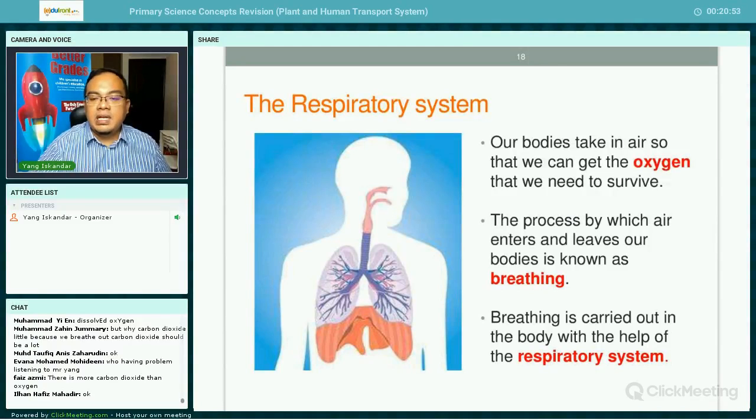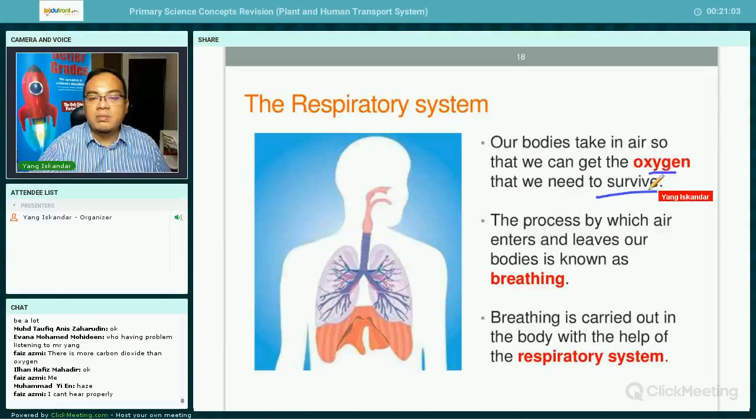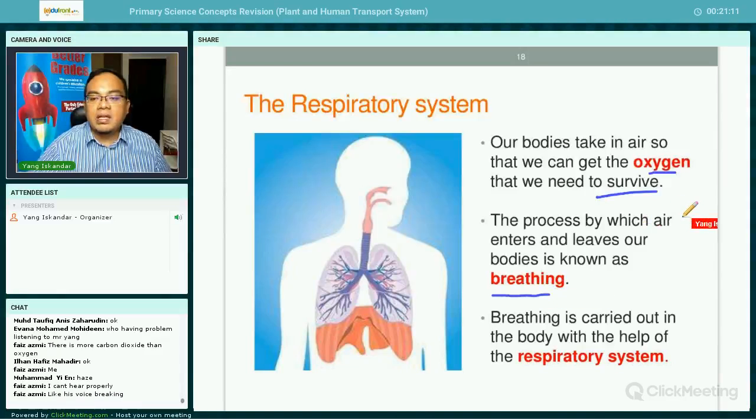Okay, so the respiratory system. Let's take a look at the respiratory system. Our bodies take in air so that we can get the oxygen we need to survive. Humans and animals need oxygen to survive. The process by which air enters and leaves our body is called breathing.